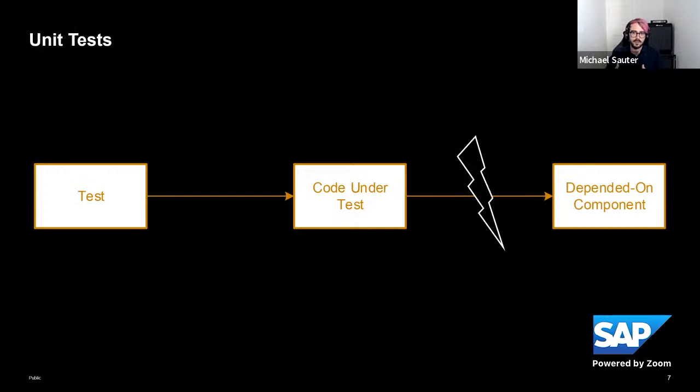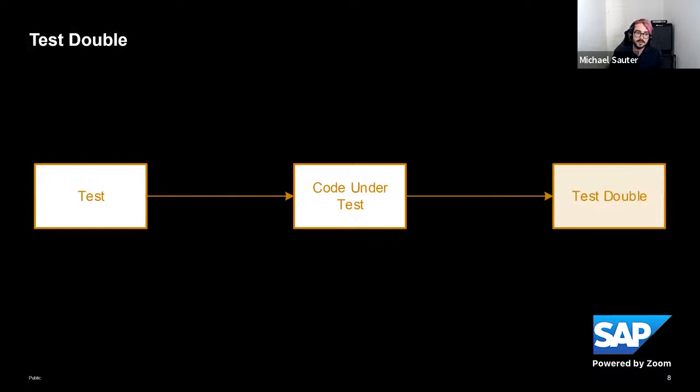Unit tests aim to break exactly this dependency. So we want to make sure that only our code under test is checked and not the functionality of depended-on components. And we achieve that through something called a test double. So something that replaces the depended-on component during the test, simulating a certain behavior of this depended-on component, be it expected output, exceptions, whatever.